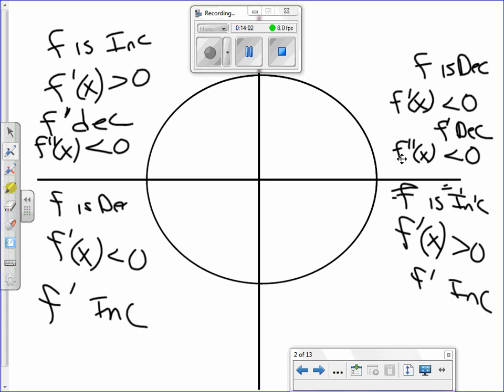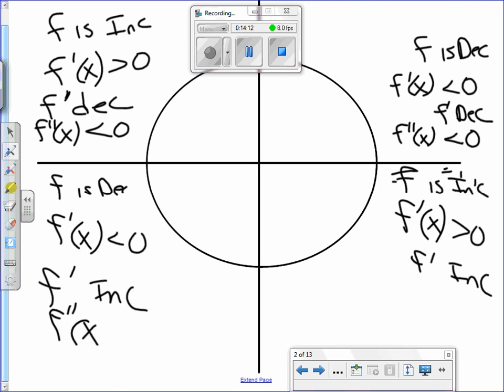All right, what about when the first derivative is increasing? What do we know about the second derivative? Positive. Whenever any function's increasing, its derivative will be positive. If any function's going up, the slopes to it are positive. And the last case, if the first derivative is increasing, what do we know about the second derivative? Positive.